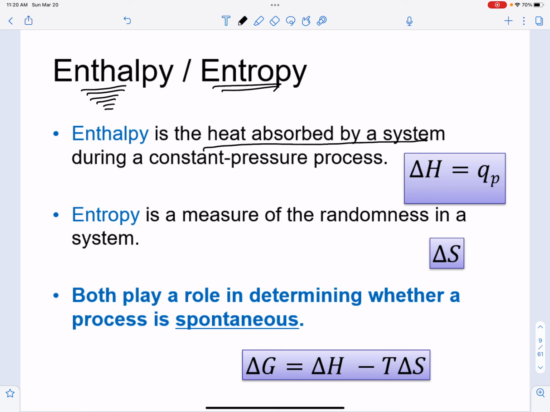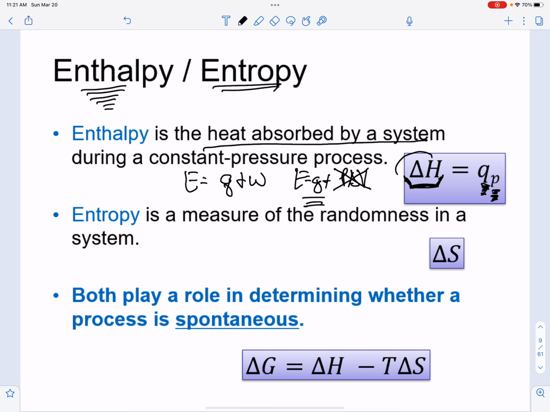So we know that if we measure heat at a constant pressure, then that would be the same as the enthalpy. So as long as we don't change the pressure, because remember, energy equals Q plus W, and W equals pressure times change in volume, right? So as long as we don't change the pressure, the energy is basically going to be just the heat. So as long as we measure heat at a constant pressure, that's going to be the same as enthalpy.